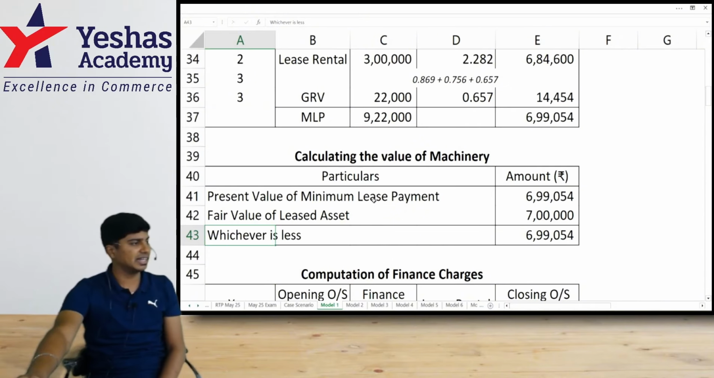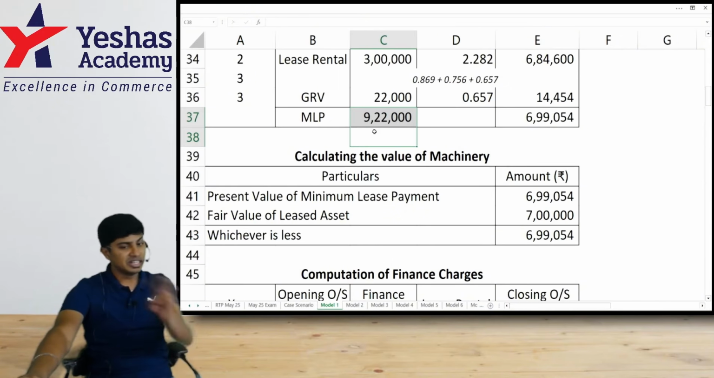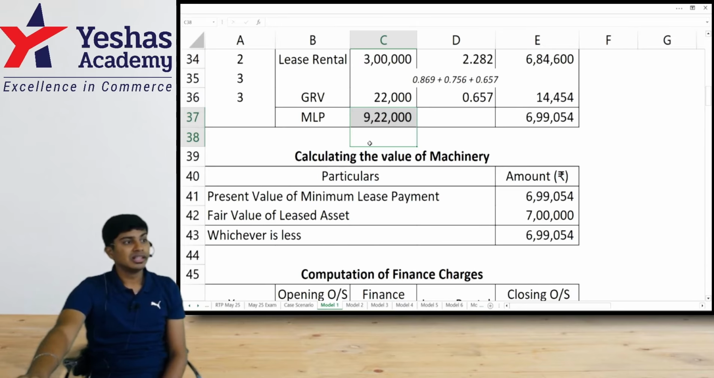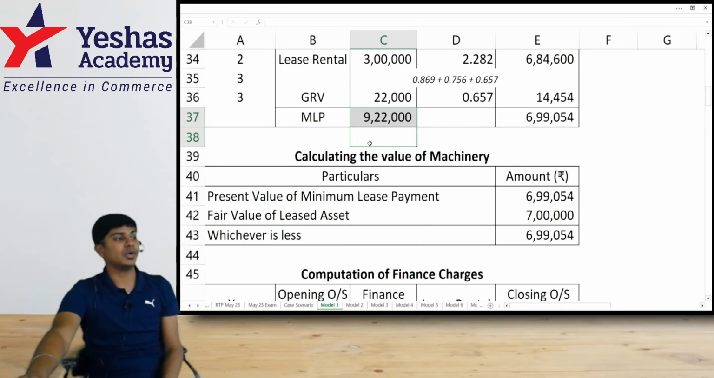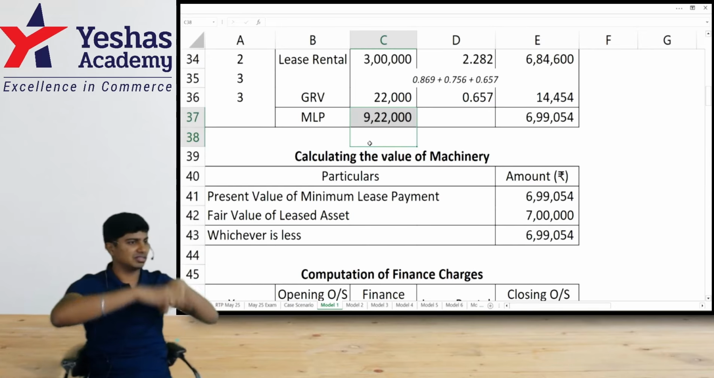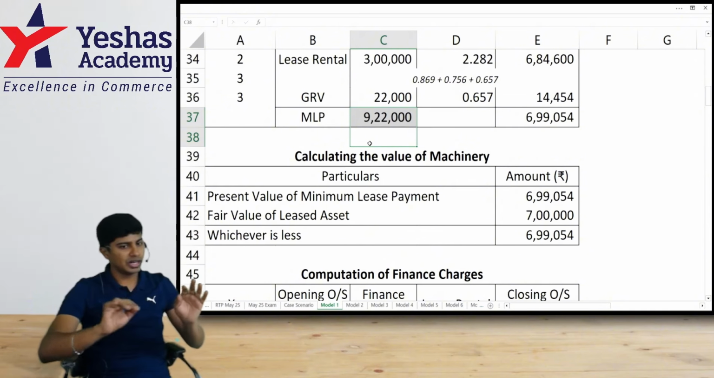Do you pay 6,99,054? No. How much do you pay? 9,22,000. Difference is your interest expense. It should go to PL. It can be capitalized only if the asset is a qualifying asset as per AS 16. But we don't have that information here. Nor do we have any question which overlaps 16 with 19. So you understand, no?